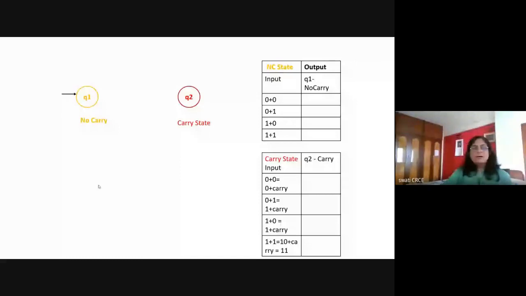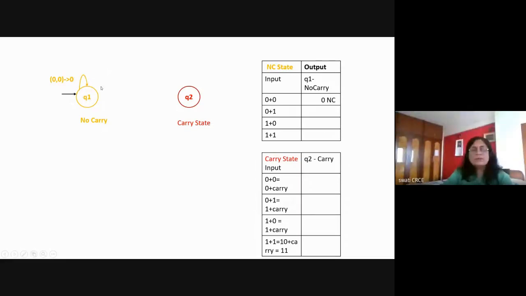Okay, now here, assume the first transition. The machine is in the state Q1. In the state Q1, it is receiving the input 0 plus 0. So the output generated is equal to 0, and carry is not generated, so it will remain in the no carry state. Like this, I can say that if the machine is in the no carry state and the input is 0 0, the output generated is equal to 0, and the machine will remain in the same state.